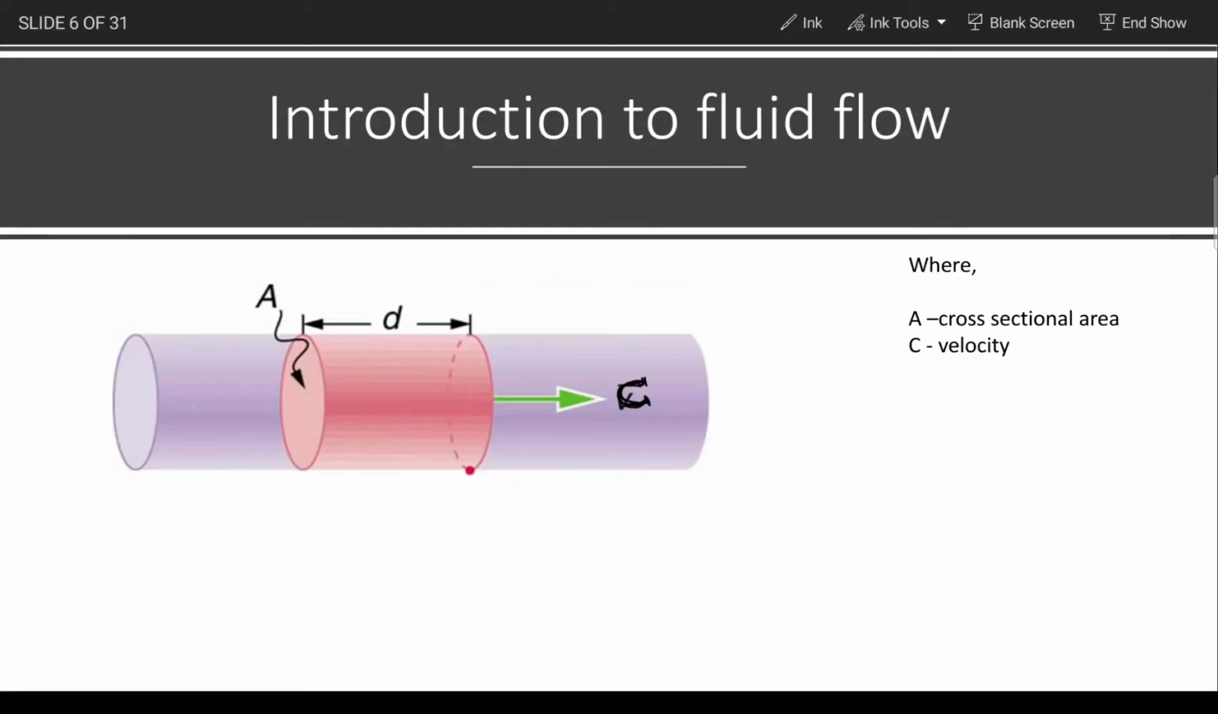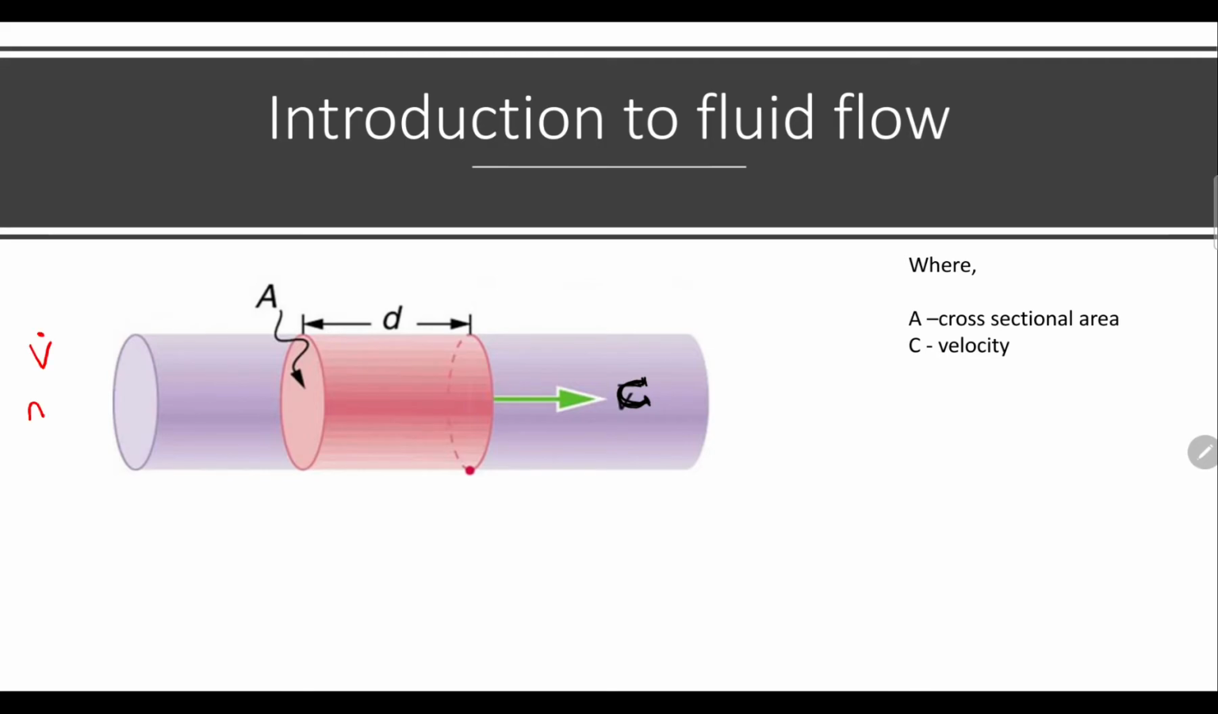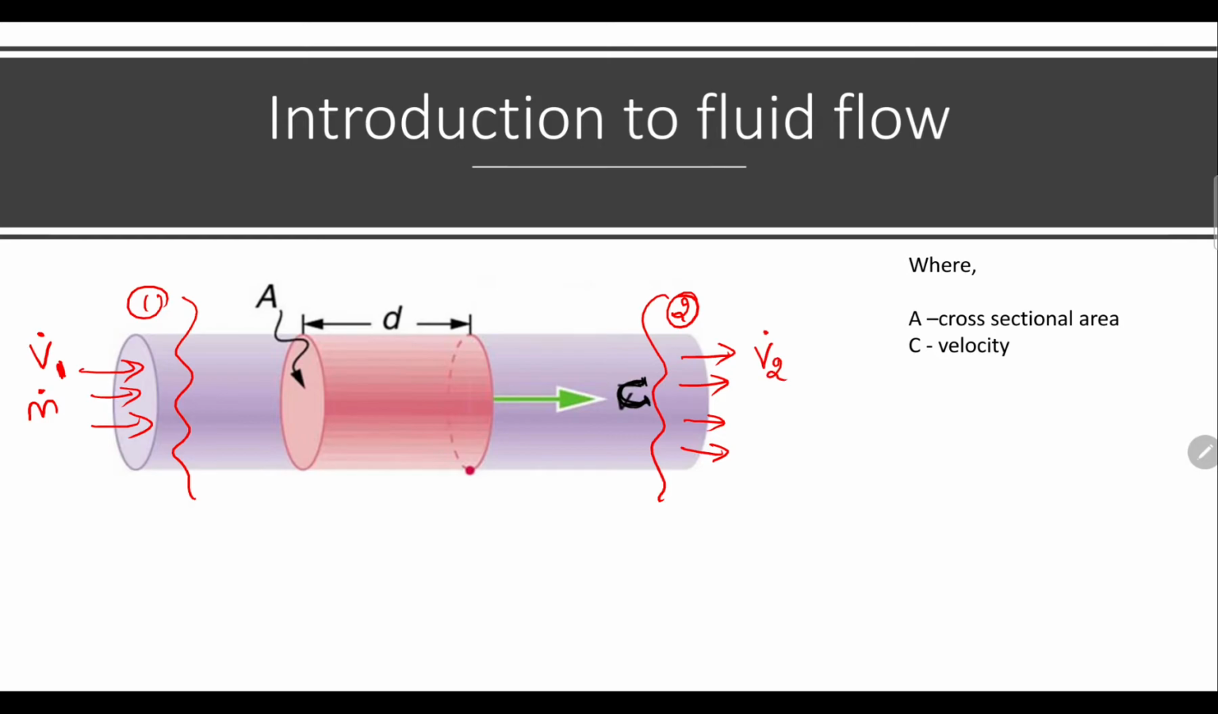In the previous slide, we looked at how the volumetric flow rate V dot and the mass flow rate m dot are equal at any section of the flow in a pipe. I'm going to call this section 1 and this section 2. So all we can say is that the volumetric flow rate in section 1 should equal the volumetric flow rate in section 2. I'm going to call it V dot 2. So V dot 1 equals V dot 2.